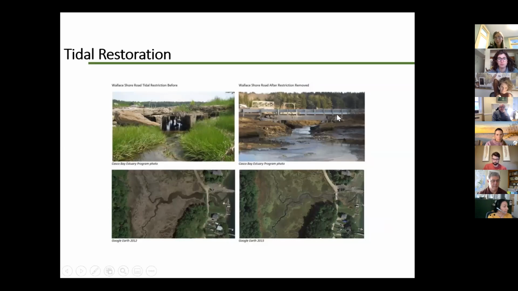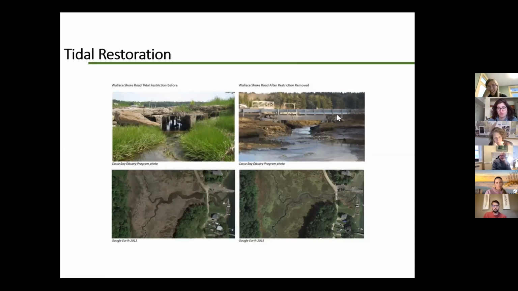But the work they were really ready to roll up their sleeves and try to address was this tidal restoration element. And so, you know, when you've got a 12-foot tidal range, you really end up with some interesting landscape attributes and challenges when you have barriers to hydrologic flow in your landscape.